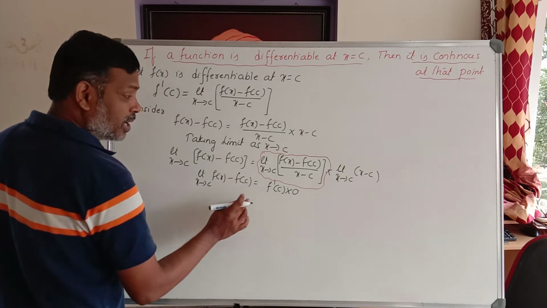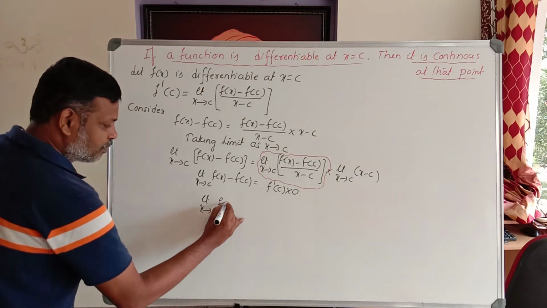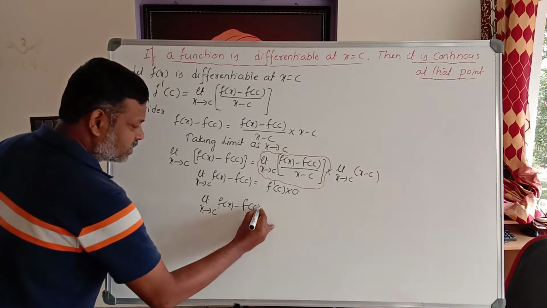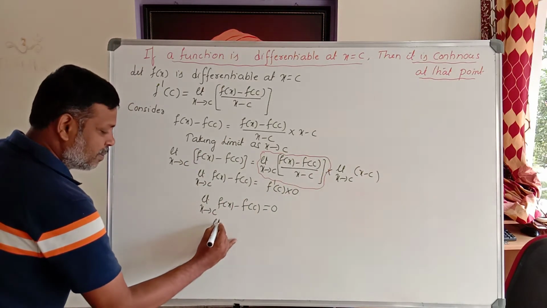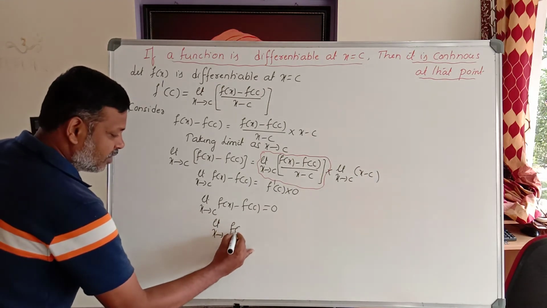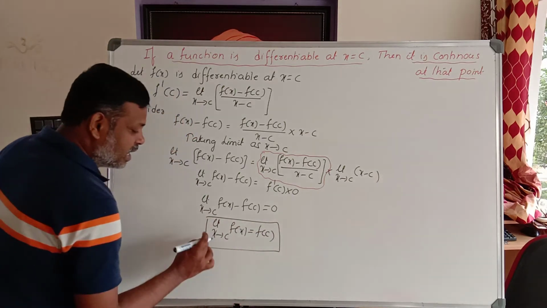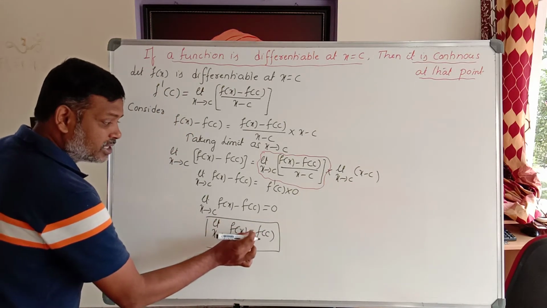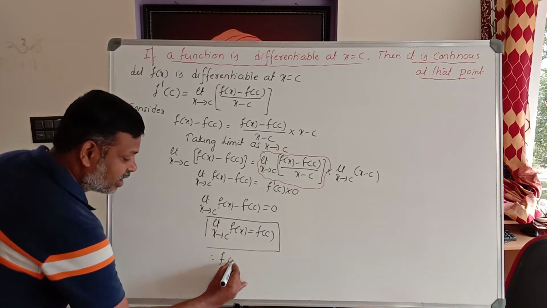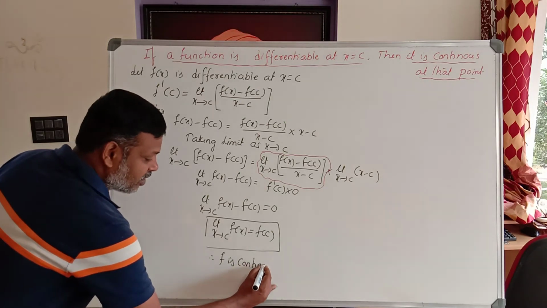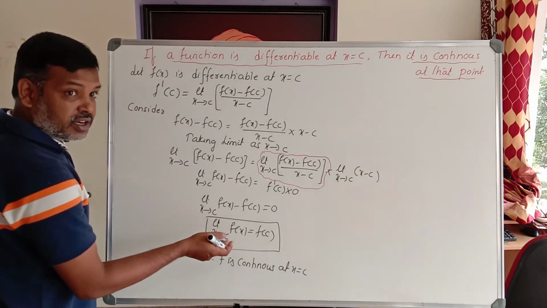So 0 into anything becomes what? 0. Therefore this becomes what? Limit x tends to c, f of x minus f of c is equal to 0. Now take minus f of c to the RHS. What happens here? Limit x tends to c, f of x is equal to f of c. What does it mean? The limiting value of the function is equal to the functional value. Therefore f is continuous at x is equal to c. This is the definition of continuity.